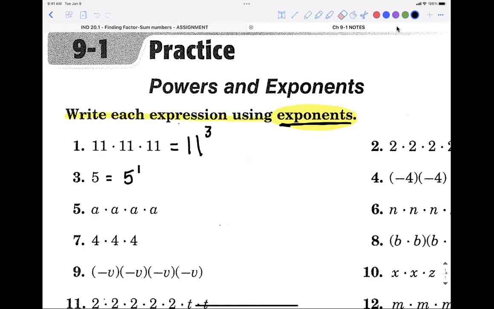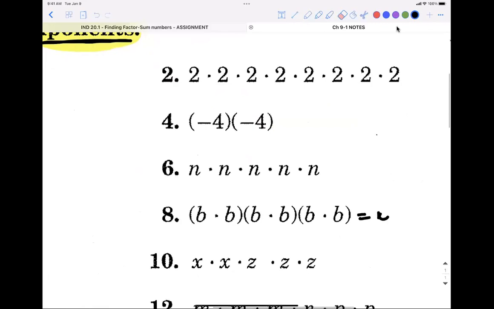Okay. All right. I've got some notes here of specific ones I want to do that are going to match ones on your homework. So let's do number 4 here.